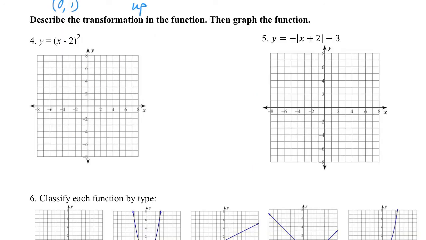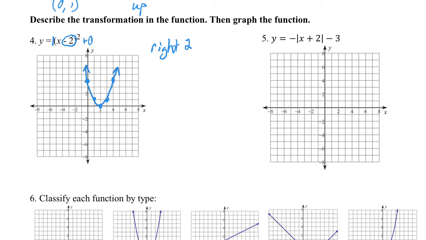Numbers 4 and 5 say to describe the transformation and then graph the function. So again, you're just looking where is it moving, where is it shifting. Inside shifts left and right, and it's opposite, so negative 2 is going to make it go to the right 2. So just say that, shifts right 2. And there's nothing else. There's nothing added outside, and there's nothing in front, so that's it. It shifts to the right 2. Then you draw the standard quadratic pattern. So up 1, right 1, up 3, right 1, and mirror it on the other side.